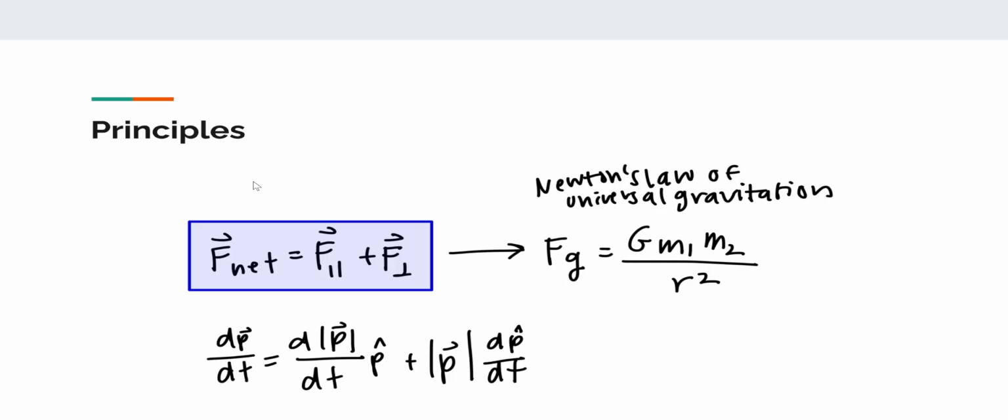Here are the principles. You can see F net equals F parallel plus F perpendicular, and FG equals G M1 M2 over R squared. And then you can see the derivation of F perp and F parallel.